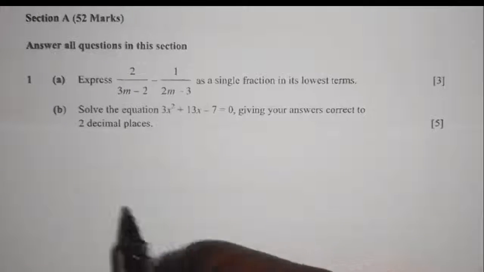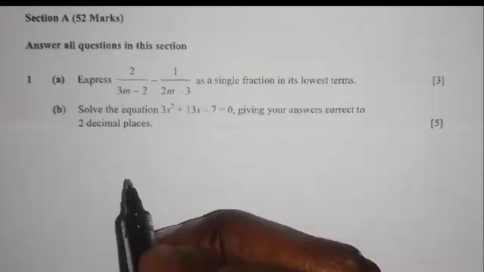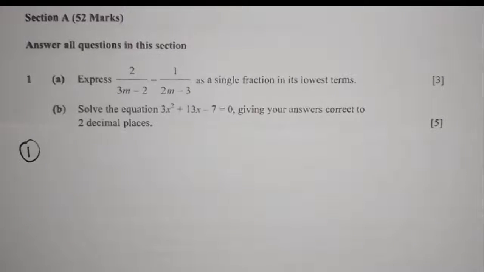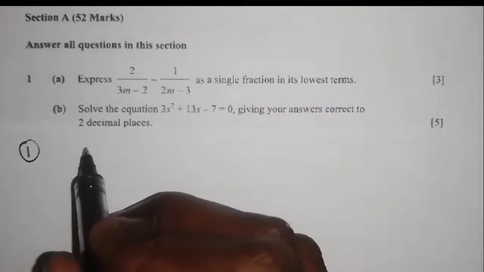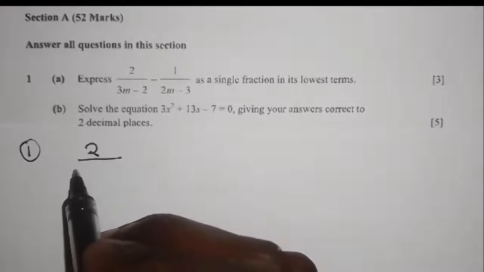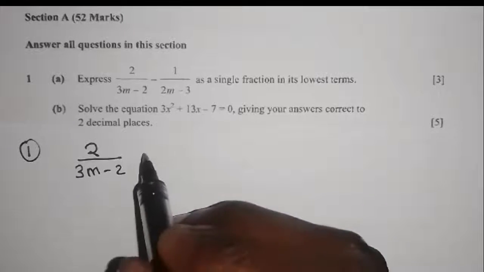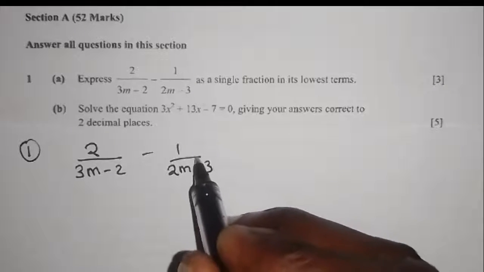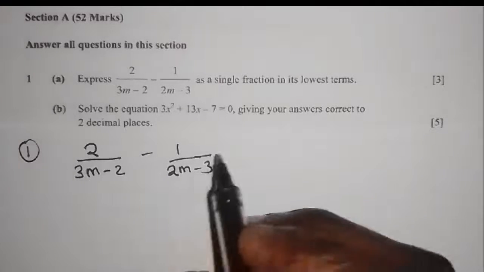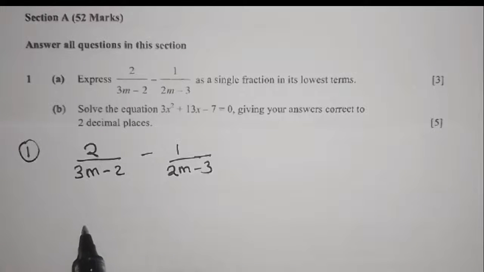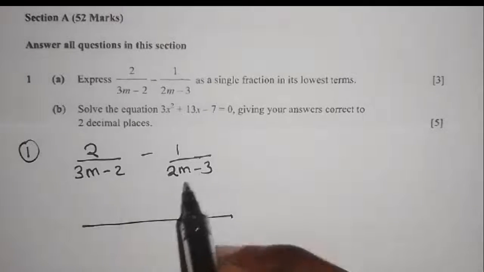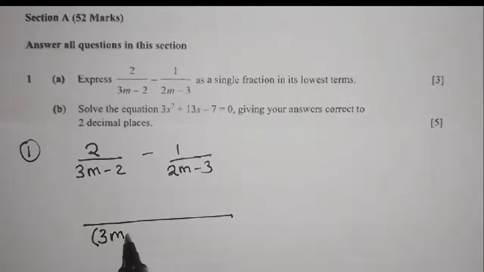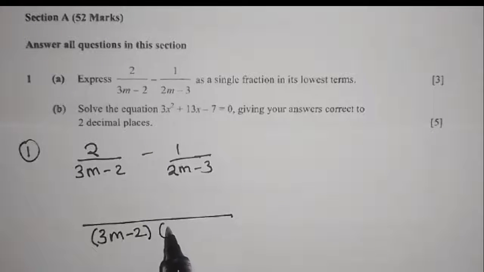Make sure that when you're answering in the final exam, you are very fast, but avoid making mistakes. The best way is, first of all, you copy. Then you draw this line and you multiply, but not necessarily multiplying them. Just put them in brackets like this.